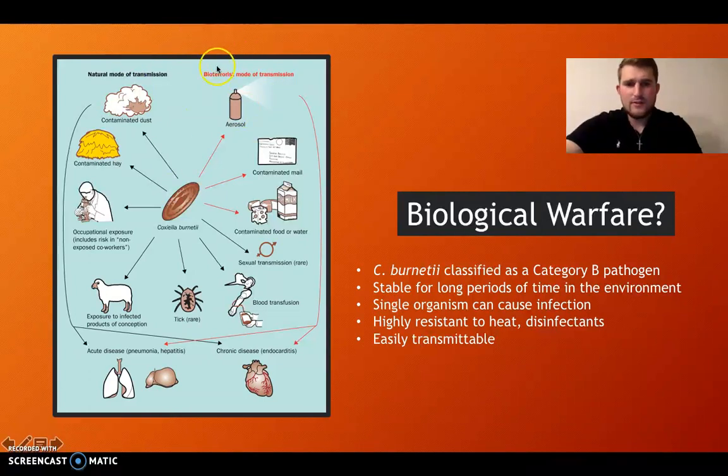And just looking at these methods of transmission, there's aerosols, contaminated mail, food and water, blood transfusions, and sexual transmission. Those last ones are actually more towards natural modes. But aerosol, contaminated mail, and contaminated food or water, those are 3 pretty good methods of transmitting disease, and they increase the chance of a bioterrorism attack. So they've listed that as a category B pathogen.